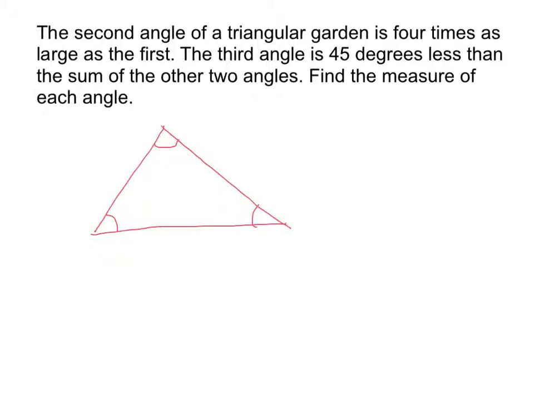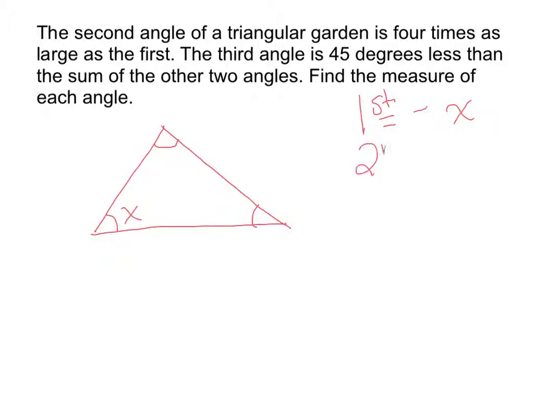Now, it says the second angle of a triangular garden is 4 times as large as the first. Notice that it describes the second angle in terms of the first. The third angle is 45 degrees less than the sum of the other two angles. I want to point out that there's no description about the first angle. So this would be a good indication that the first angle is going to be my variable, x. Just pick one of the angles and let's label it x.